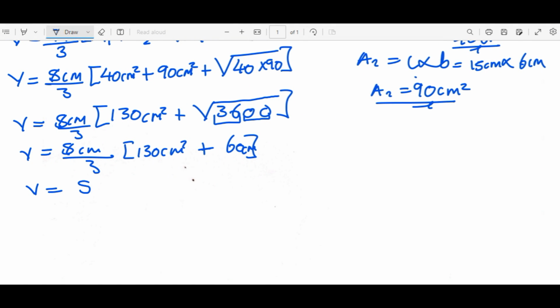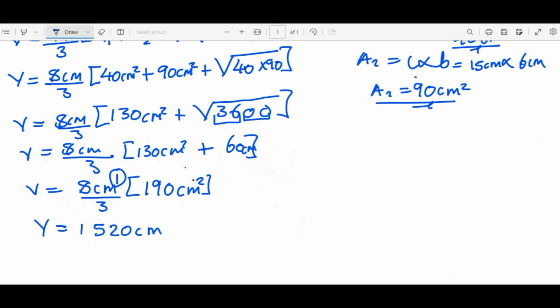So we have 8 centimeters over 3. So 60 plus 130 will give us 190 centimeters squared. Then 190 times 8, getting 1520 centimeters cubed over 3. So divided by 3, I'm getting 506.66 centimeters cubed as our final answer.